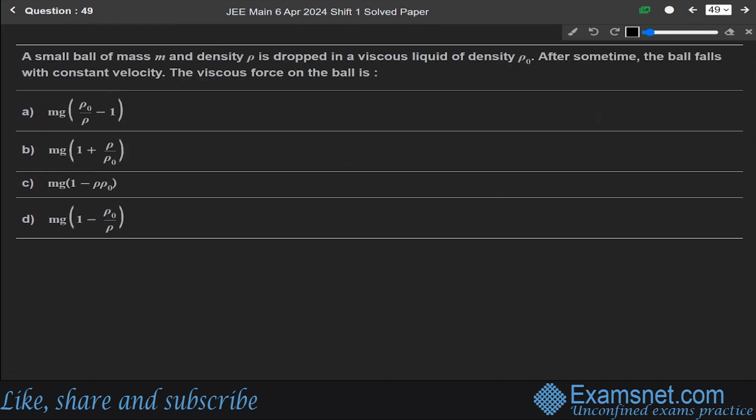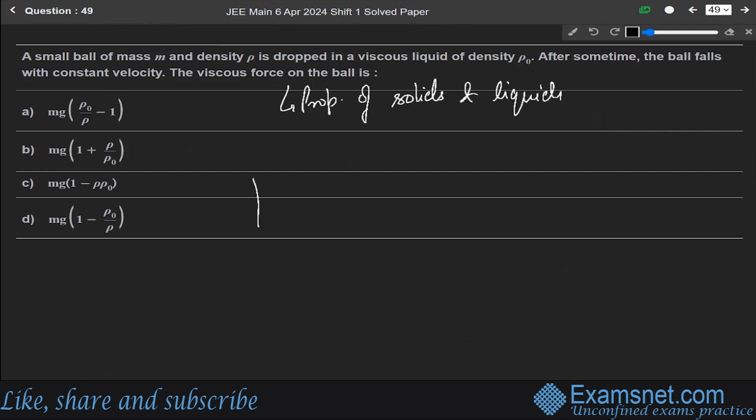Now next question 49. A small ball of mass m and density rho is dropped in a viscous liquid of density rho naught. After some time the ball falls with constant velocity. The viscous force on the ball is, okay. So this question is from the chapter of properties of solids and liquid. So now we have to find the viscous force on the ball.